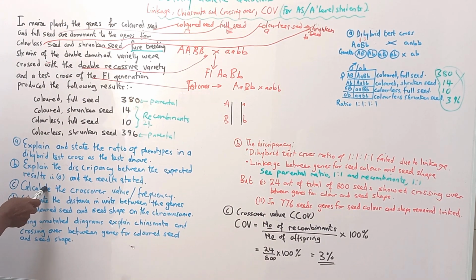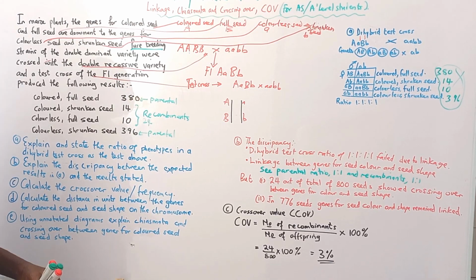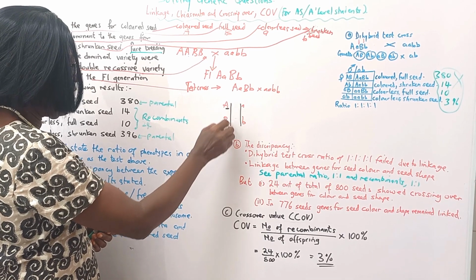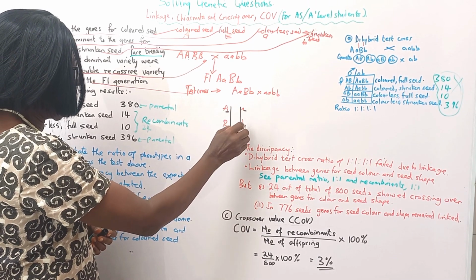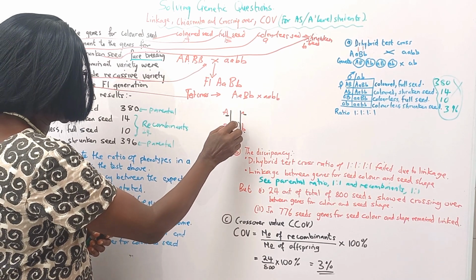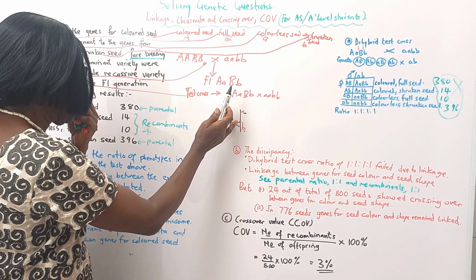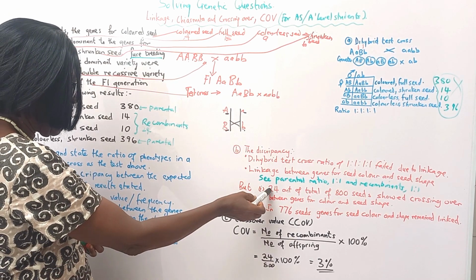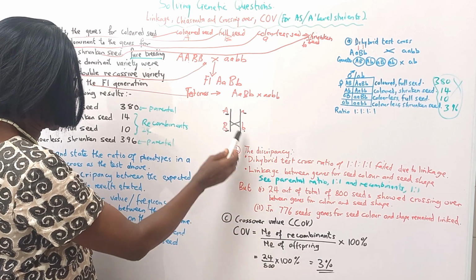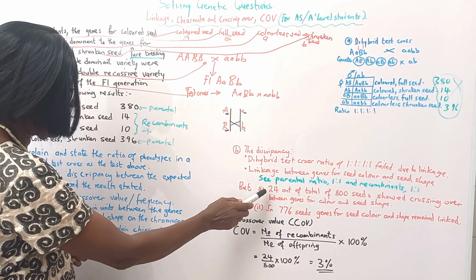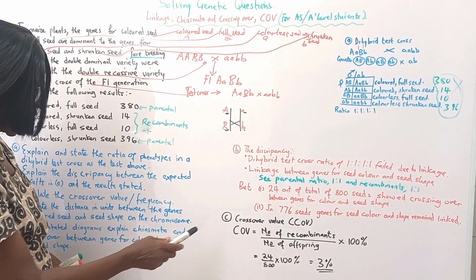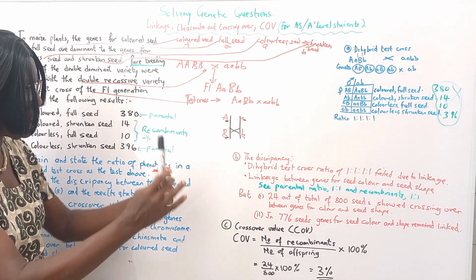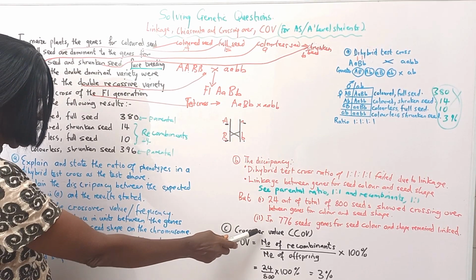Question C says calculate the crossover value of frequency. What we have said is the genes for seed color and seed shape are on the same chromosome. Yet there was crossover between the genes for seed color and seed shape in 24 out of the 800. There was crossover, and that is how come we had this. So we are being told to find the crossover value, the frequency with which the crossover took place.